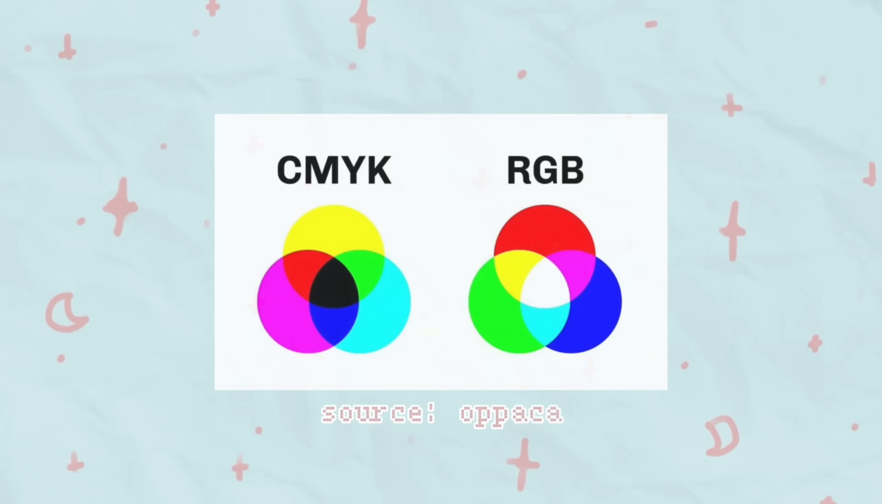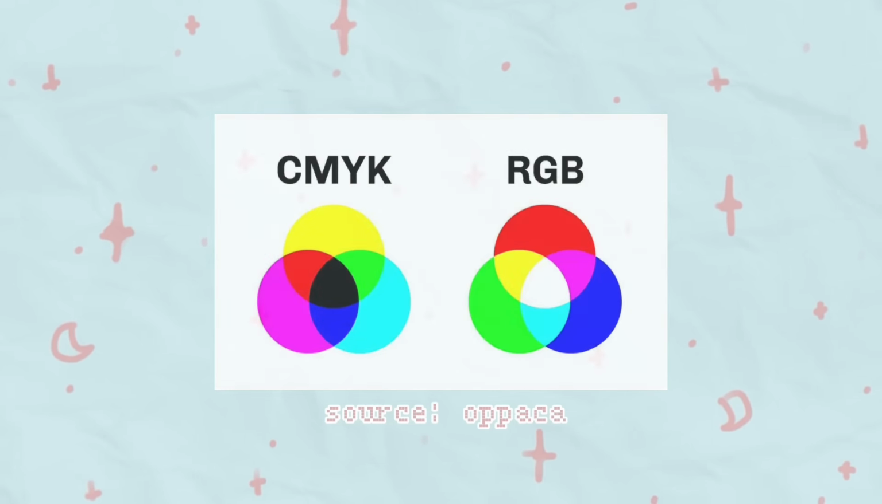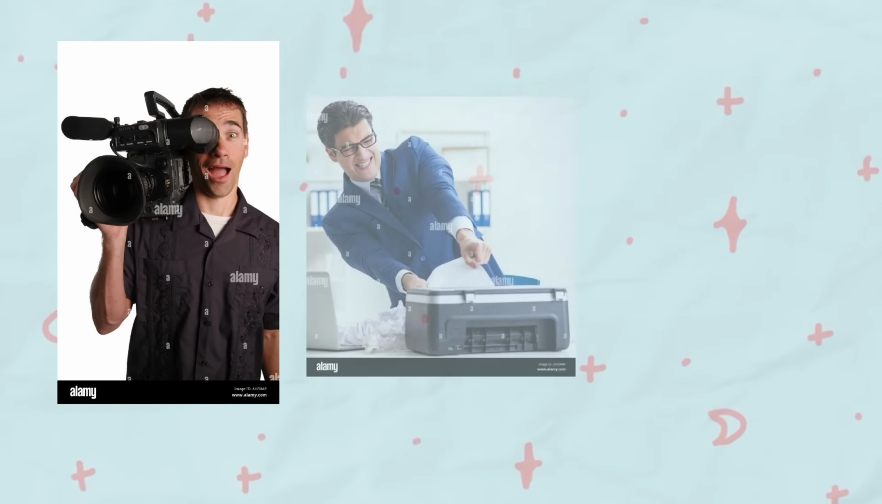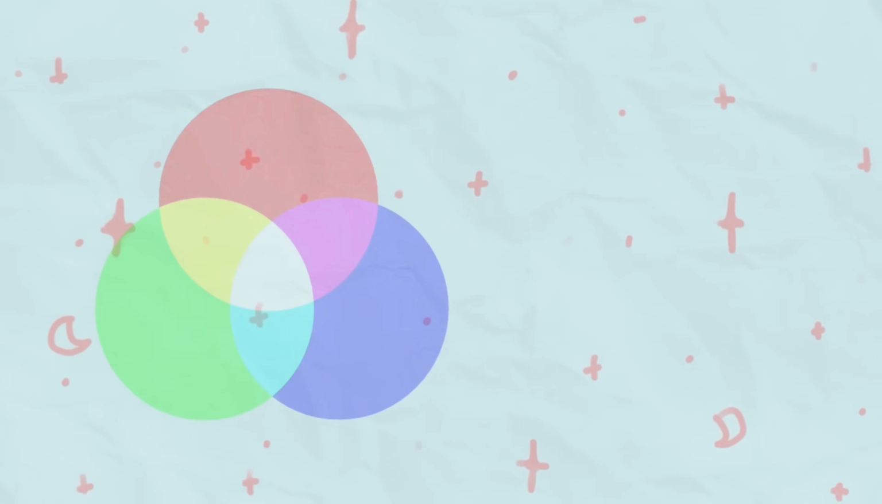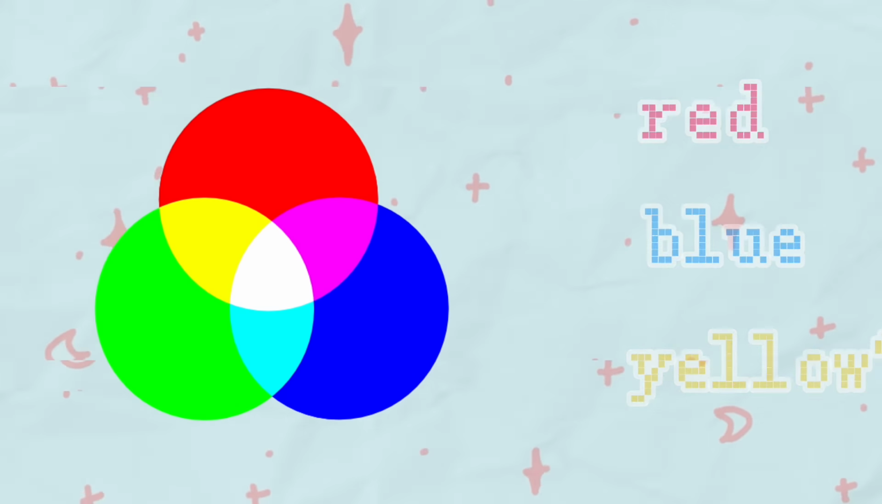Now, this is more from a perspective of design or photography, but it's also important to understand the RGB and CMYK colour models, often used in technologies like cameras, printers, and editing software like Photoshop. RGB stands for red, blue, and yellow.